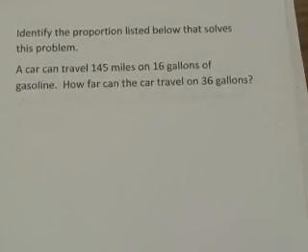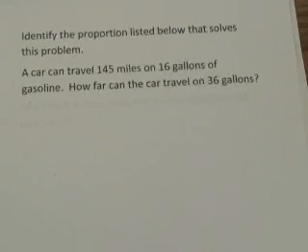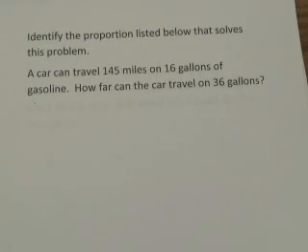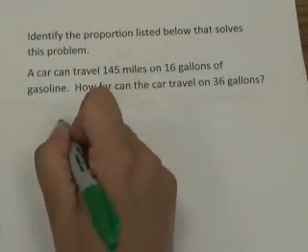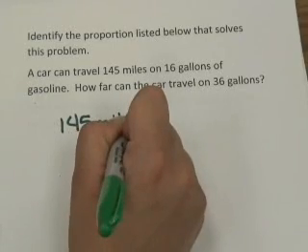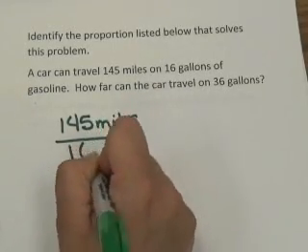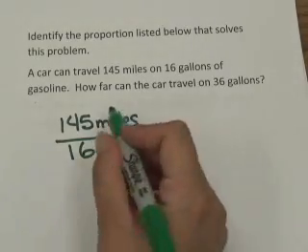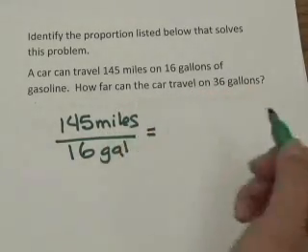In this problem, it says, identify the proportion listed below that solves this problem. A car can travel 145 miles on 16 gallons. Now that is your first ratio. How far can the car travel on 36 gallons?